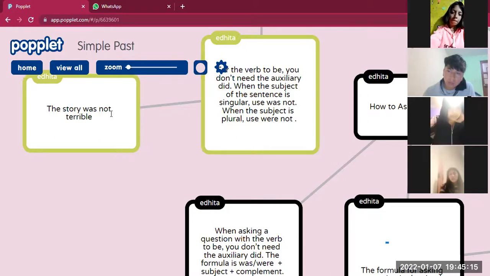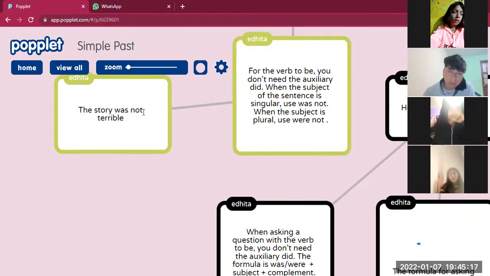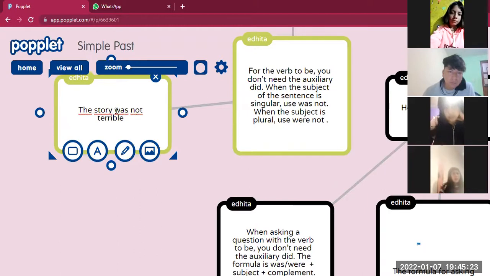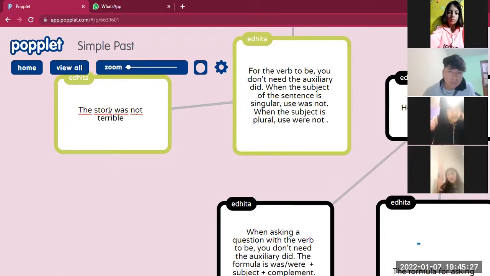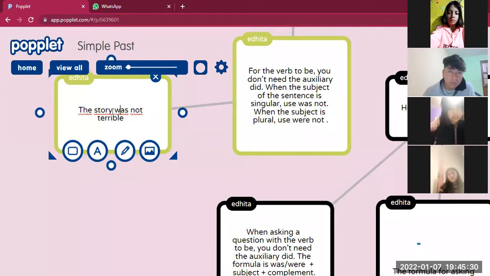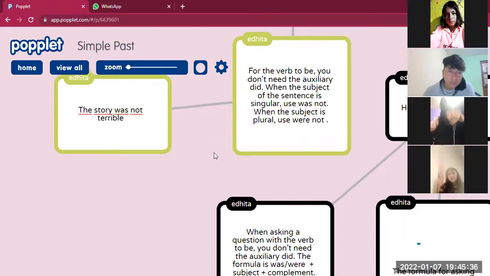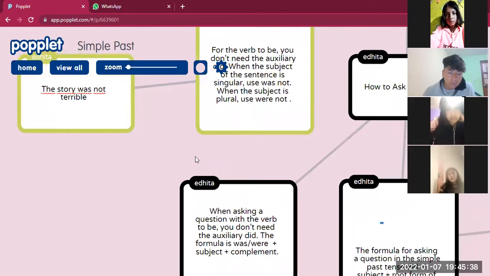For example, the story was not terrible. Okay, the story, the subject, plus was not, plus complement. We use was not because with story, we're referring to a third person. Yes, it was not terrible.